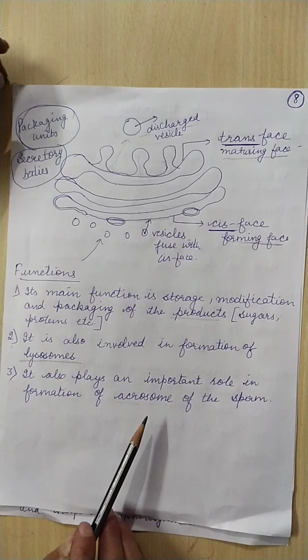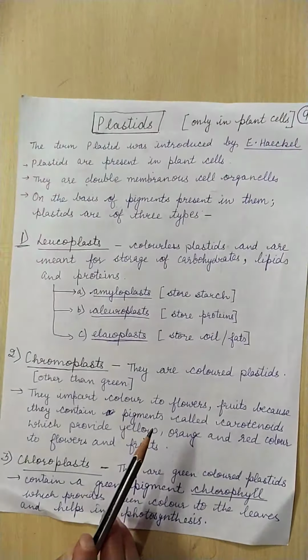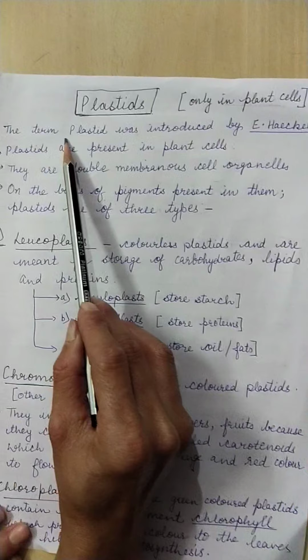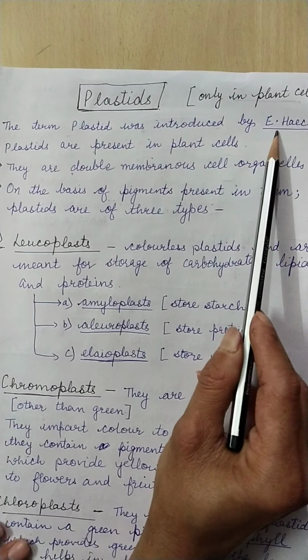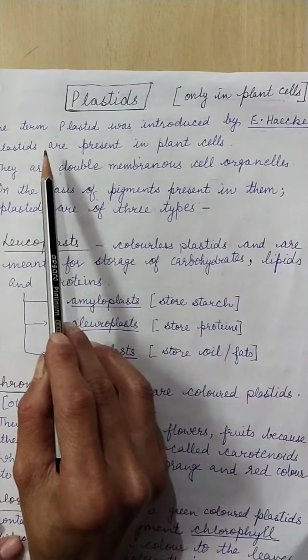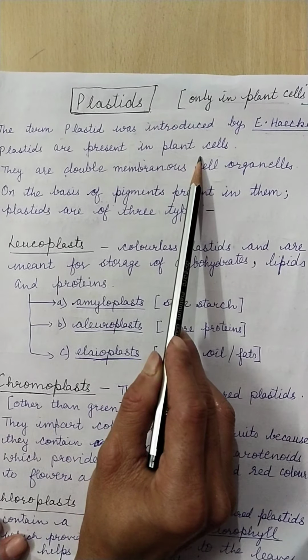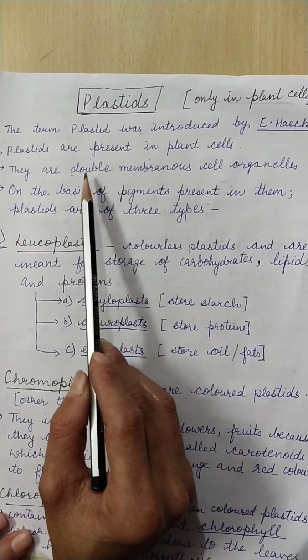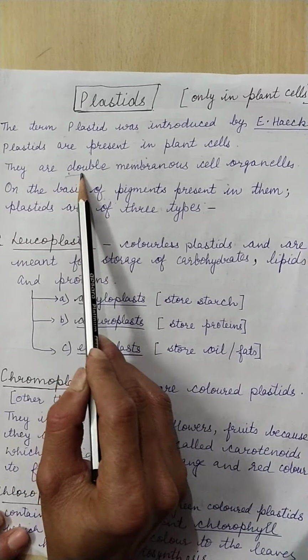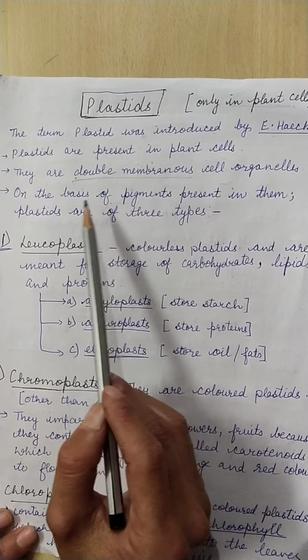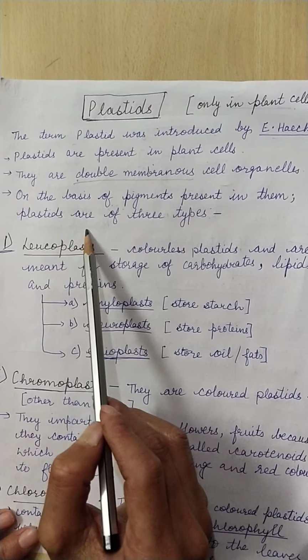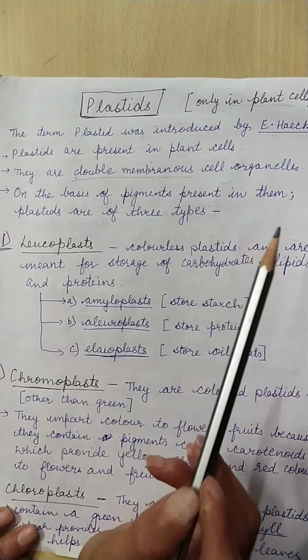Another organelle which we are going to discuss today are the plastids. These plastids are found only in the plant cells and in some protists also. The term plastid was introduced by Ernest Haeckel. Plastids are present in plant cells. Like mitochondria, they are also double membranous organelles. On the basis of pigments which are present in the plastids, these plastids are characterized into three types.